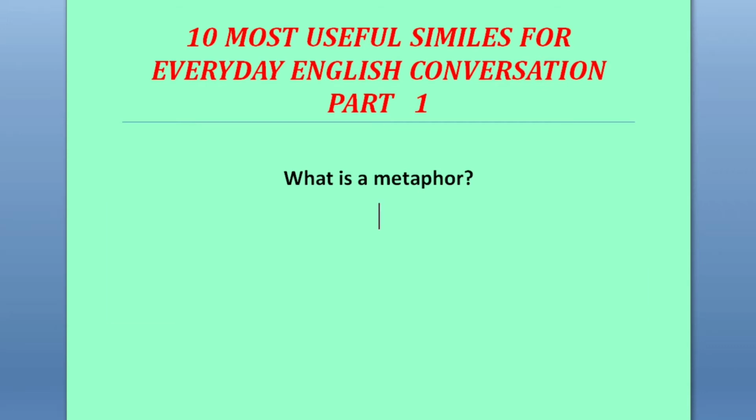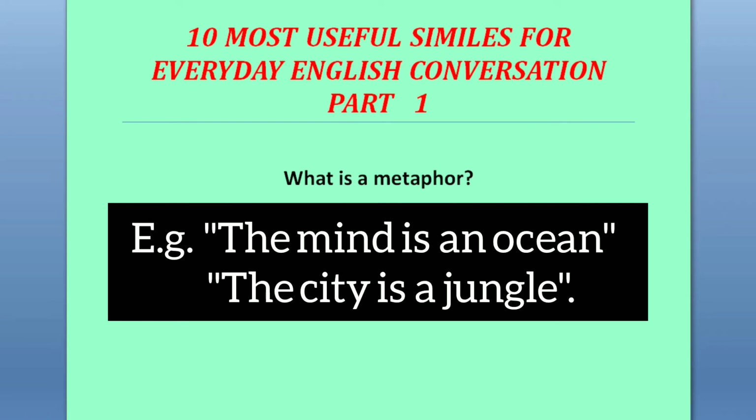As you see, two examples are given. The mind is an ocean. I'm making a direct comparison. The second one is the city is a jungle. Again, I'm making a direct comparison. I'm comparing the city with a jungle, but I'm not using as or like. That's the basic difference. I hope you could understand.